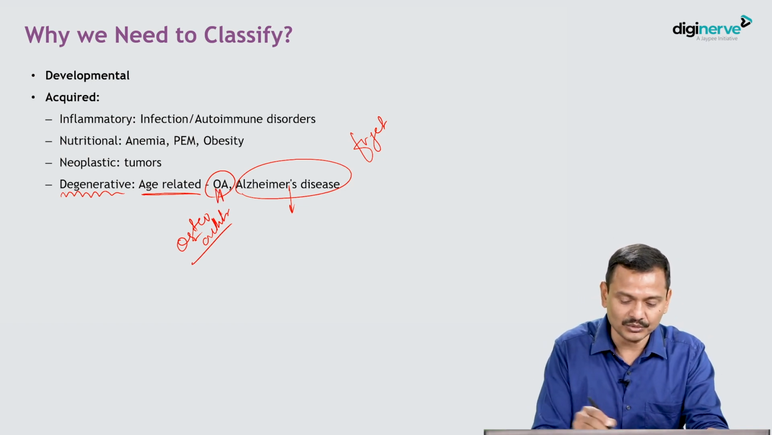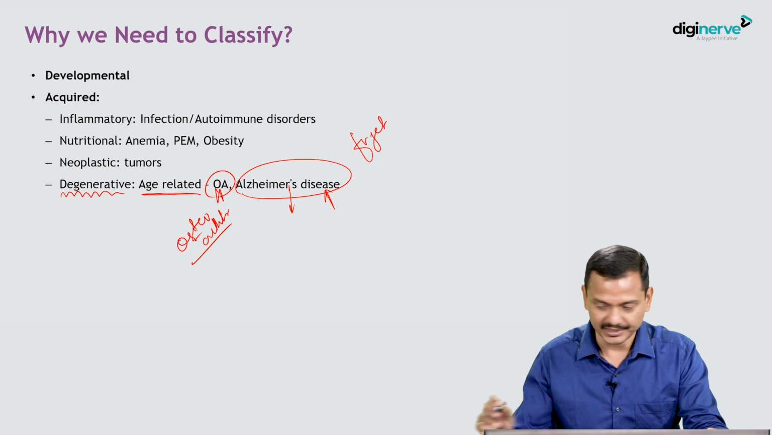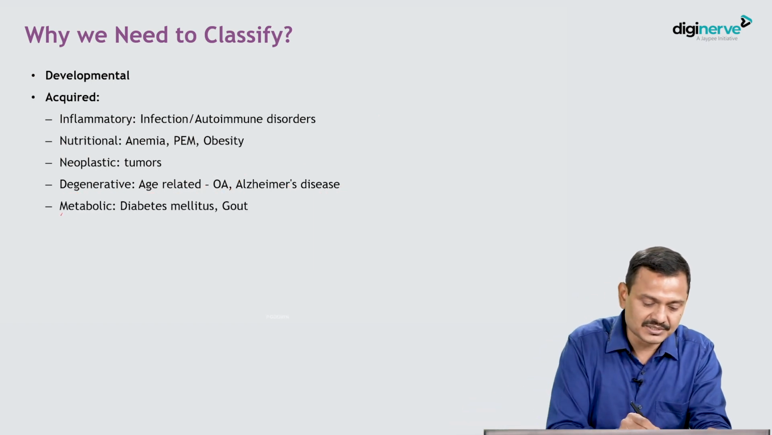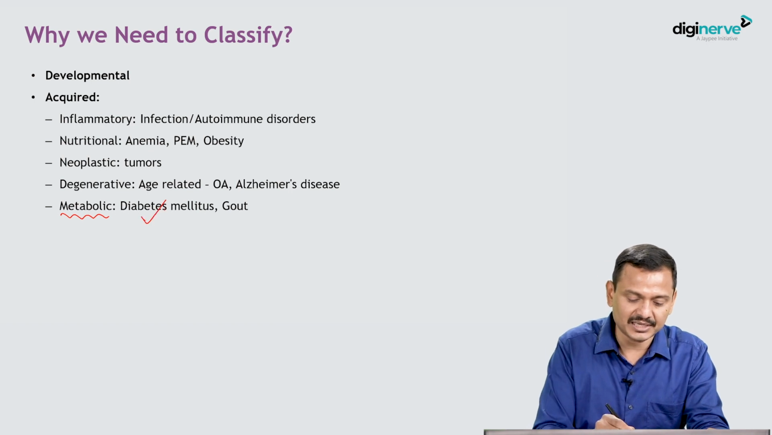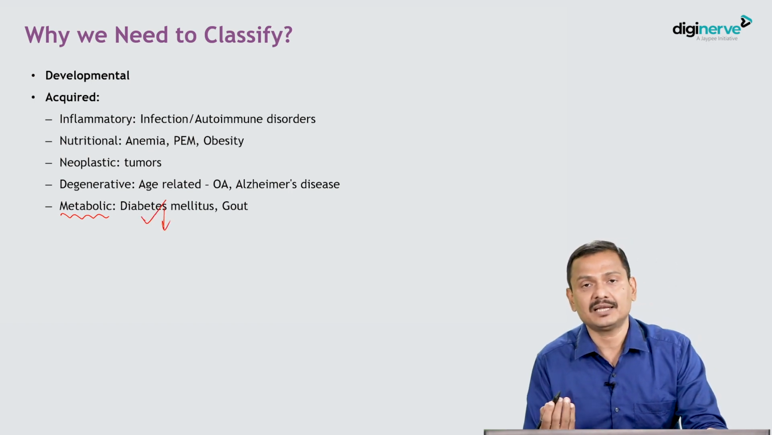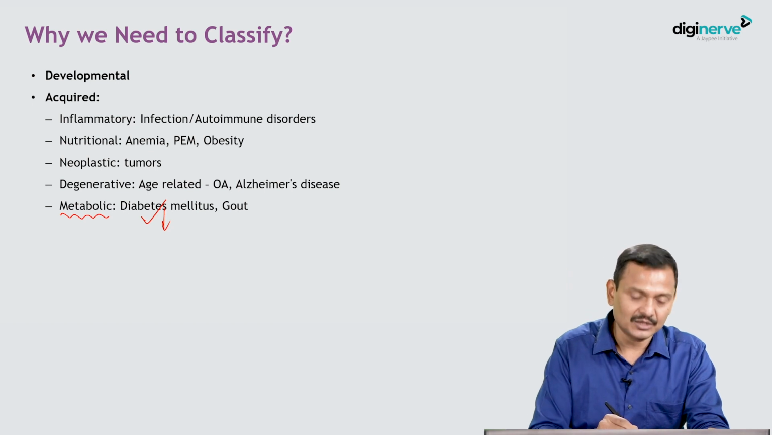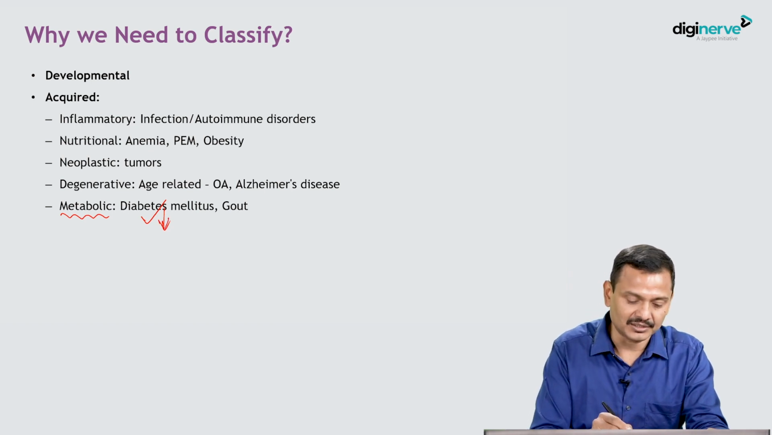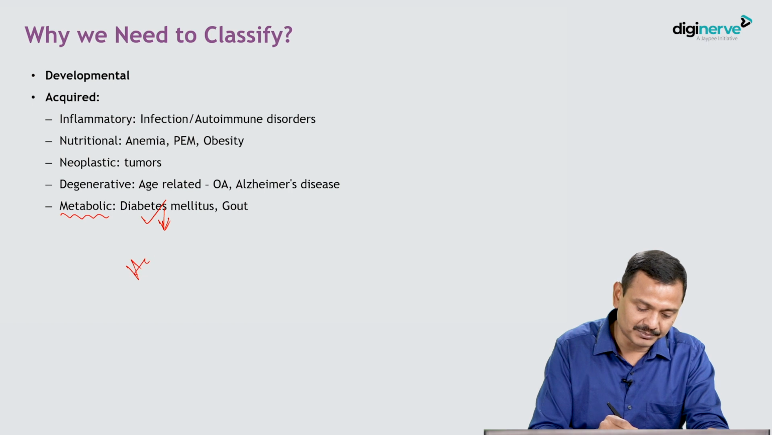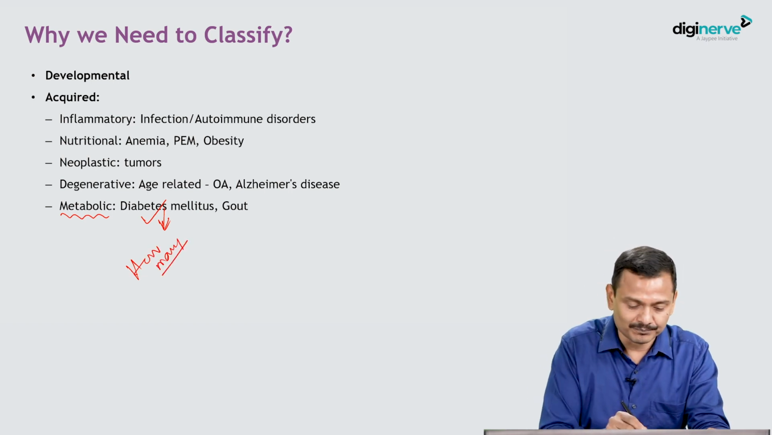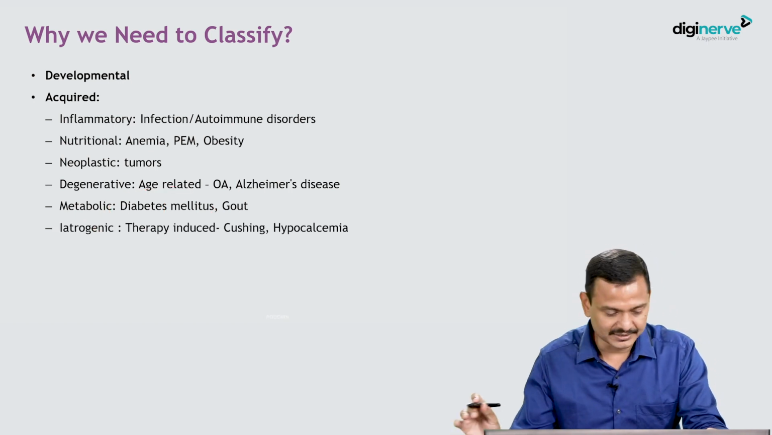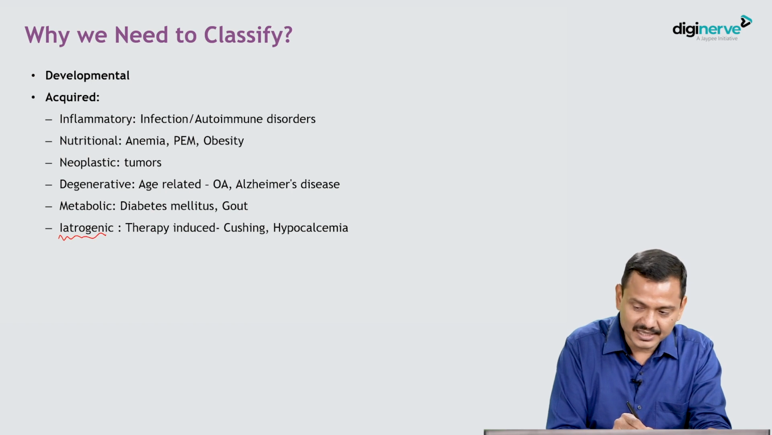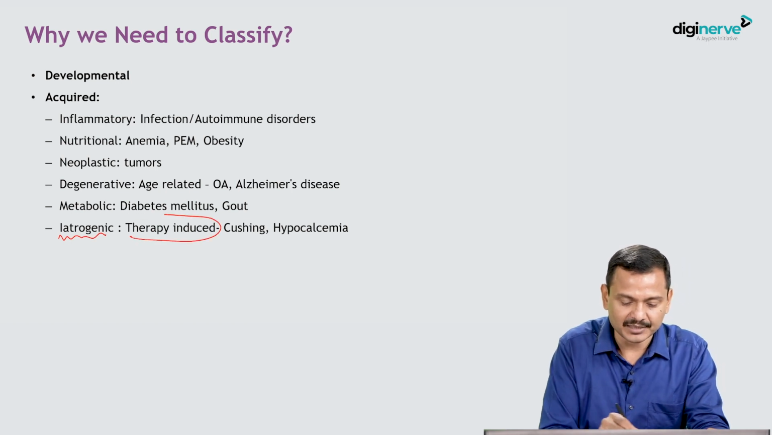This happens in the bone, this happens in the brain. Okay, the next comes metabolic disorders, which are again common. You can find diabetes mellitus, and maybe in the next 3 to 5 years India will be the world's diabetes capital. So you can imagine how many people in India are suffering from this common metabolic disorder, that is diabetes mellitus. The last comes iatrogenic, which is therapy induced.